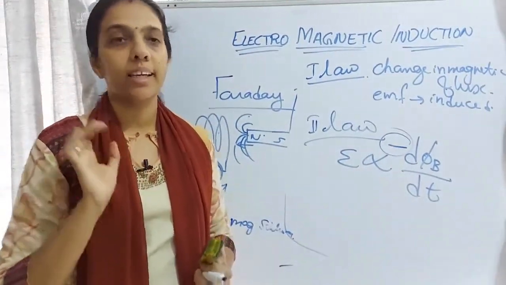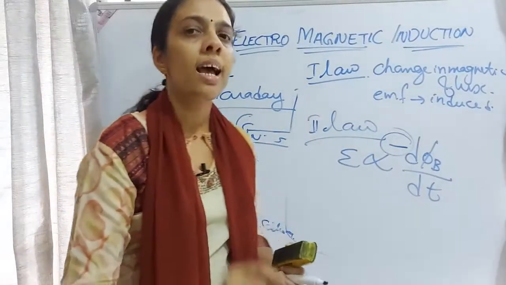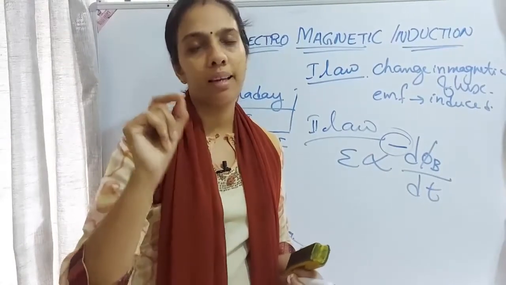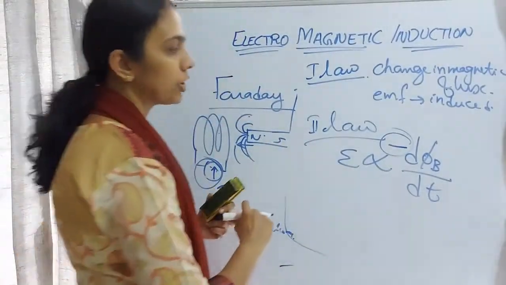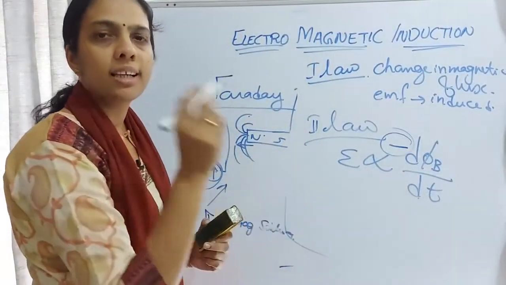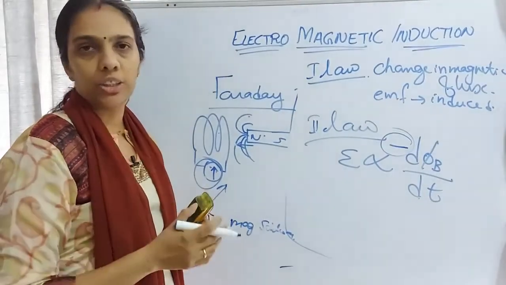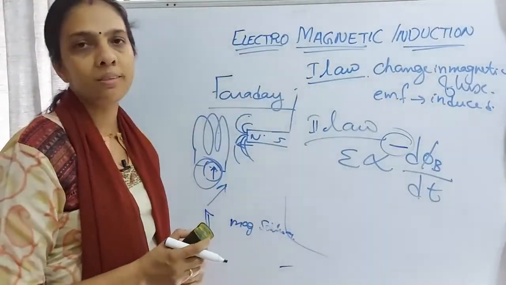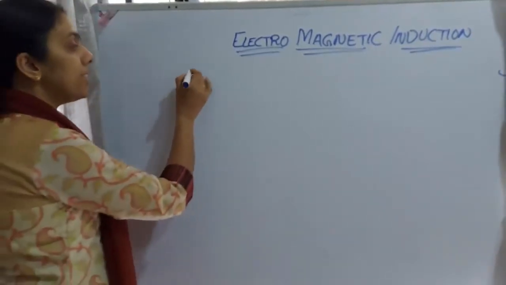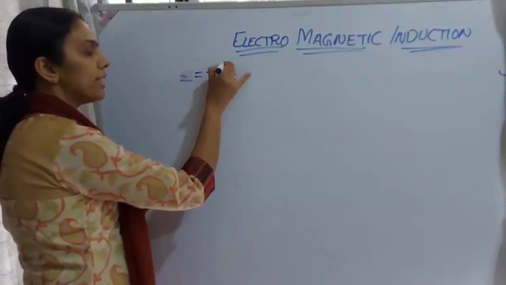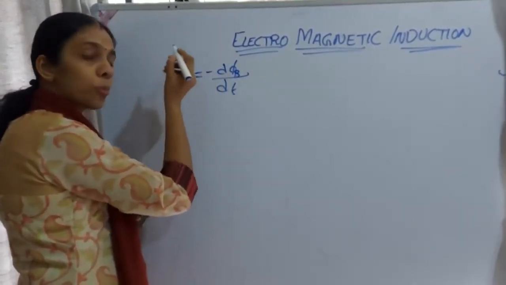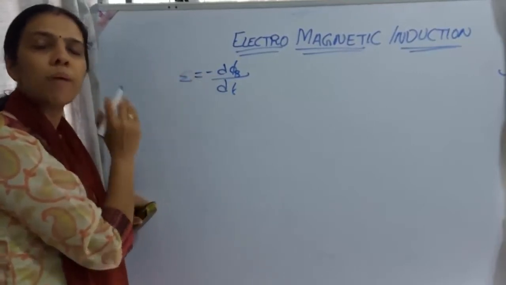Faraday's second law: the EMF induced is directly proportional to the rate of change of magnetic flux. That is, E is proportional to minus d phi by dt. This negative sign shows that it is opposite in direction. Clear, children, these two laws? So now we told the reason for that negative sign, right? E is equal to minus d phi by dt. This negative sign indicates that it is always opposing the cause for that change in magnetic flux.